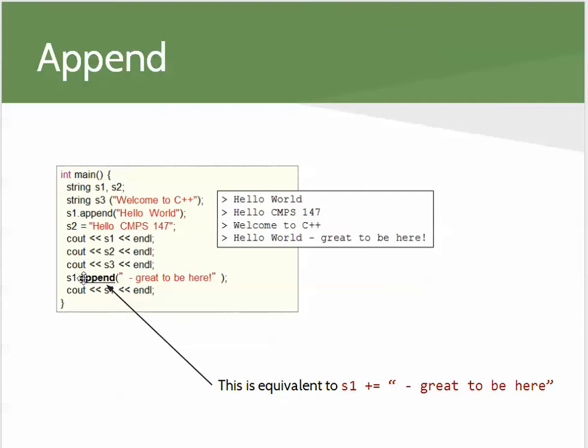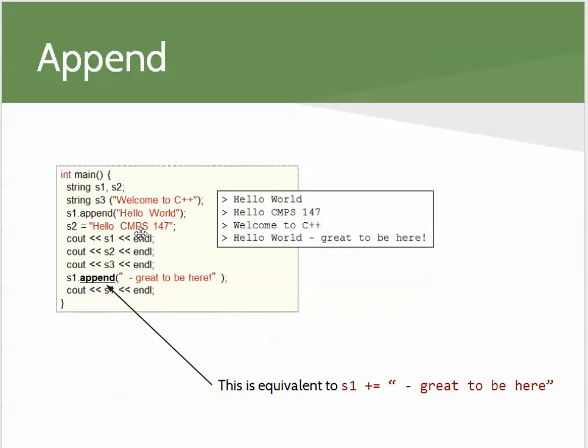The append method allows you to concatenate, or add something, to the end of a string. So if we look down here, I've created two strings. I create another string and initialize it to "welcome to C++". If I do s1.append("hello world"), S1 is initialized. If you don't do anything with it, it's initialized to an empty string. The append function adds hello world to the end of it.